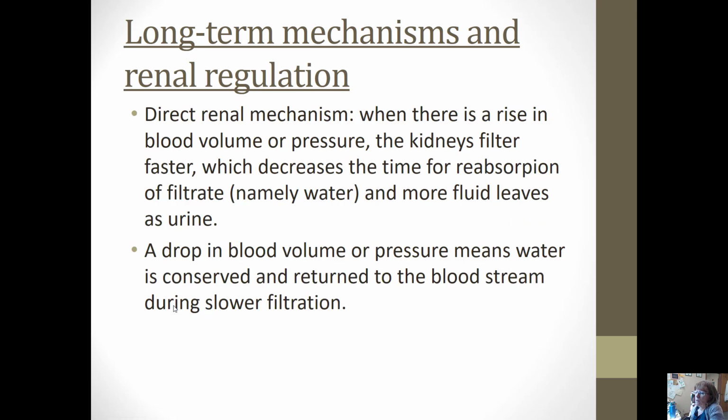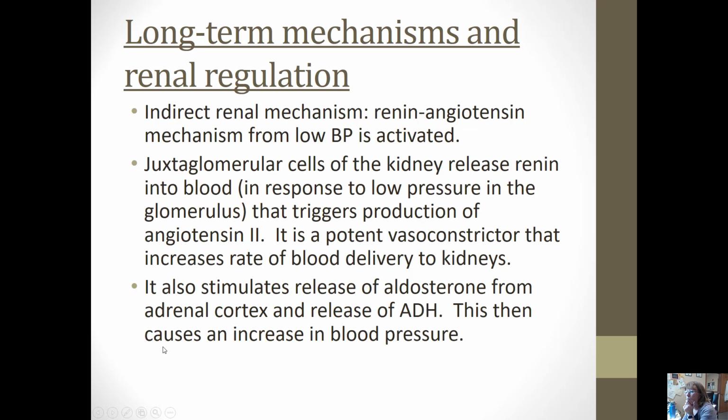So that's the direct mechanism. Rise in blood volume, kidneys filter faster, decreases time for reabsorption, and more fluid leaves as urine. Conversely, a drop in blood volume reduces filtration, and we don't lose as much water. But the one that we're most concerned with is the renin-angiotensin-aldosterone system, or our indirect mechanism.